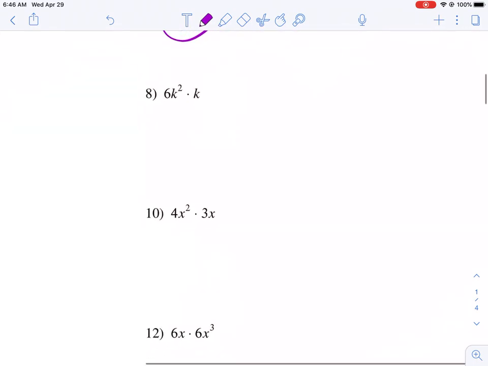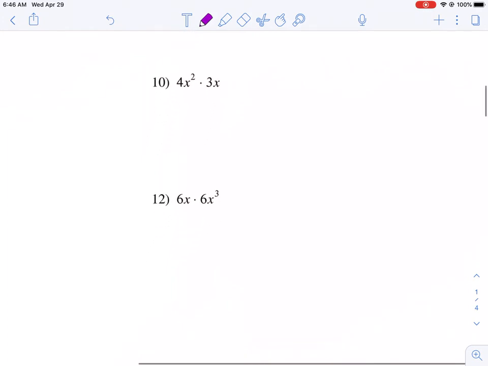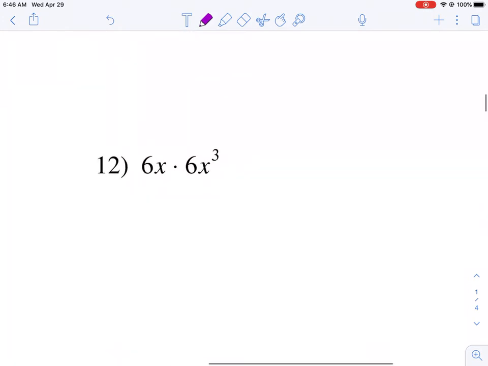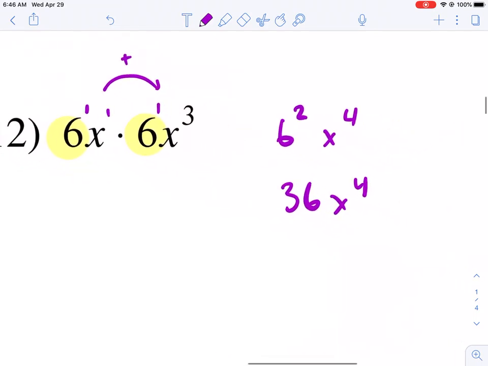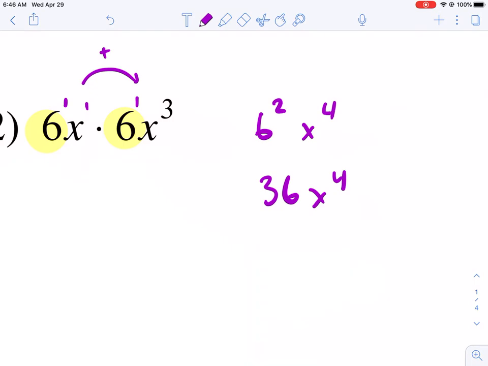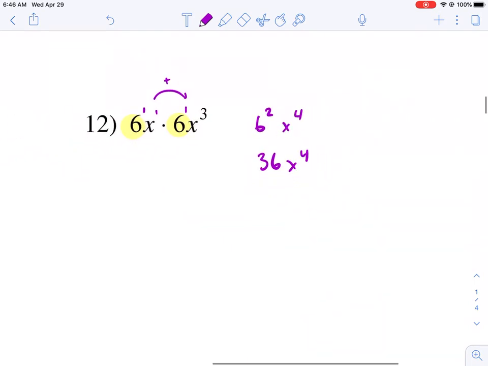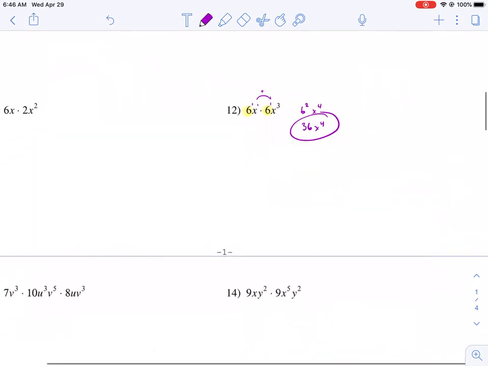Let's go over a tougher one if we can find one. Okay, real quick, this one. 6 to the first, 6 to the first. You could actually either just multiply 6 times 6, or you could add the exponents here, and you get 6 squared. And then we add the exponents here. We get 1 plus 3, x to the fourth, 36 x to the fourth. You'll see that because they're like bases and we added exponents, we get the same thing if we just would have multiplied the simplified form 6 times 6 anyway. So kind of two different ways to do that one.